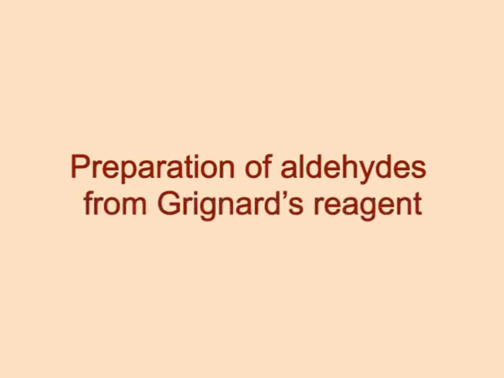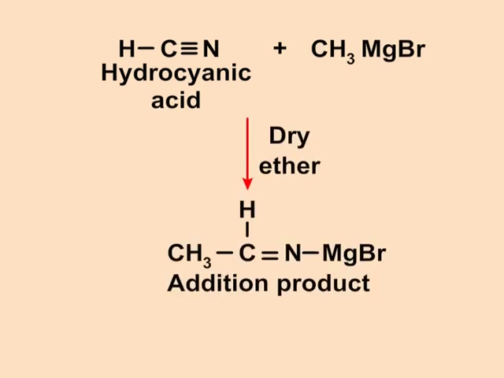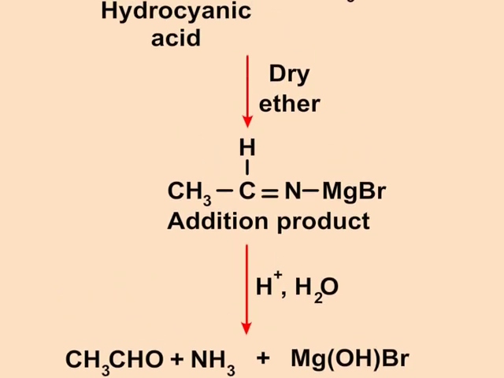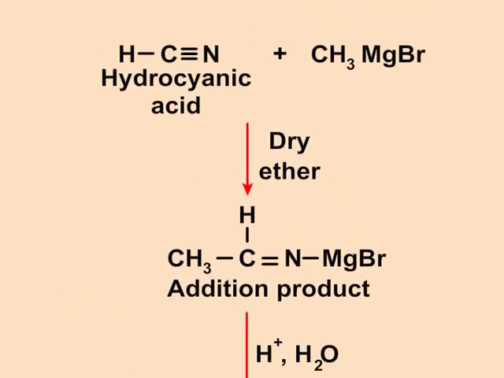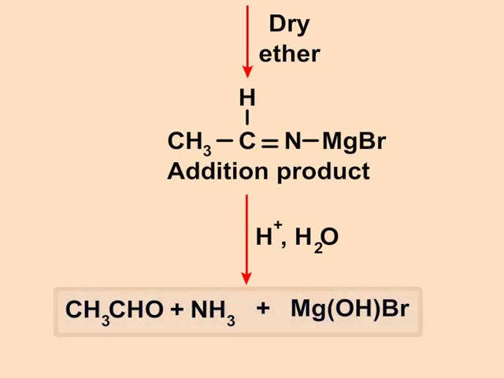Let us now learn about preparation of aldehydes from Grignard's reagent. Aldehydes and ketones can be prepared by the reaction of Grignard reagents on hydrocyanic acid or alkane nitriles, followed by acid hydrolysis of the addition product formed. Hydrocyanic acid on treatment with methyl magnesium bromide in presence of dry ether gives an addition product, which on hydrolysis gives acetaldehyde, ammonia and hydroxymagnesium bromide.